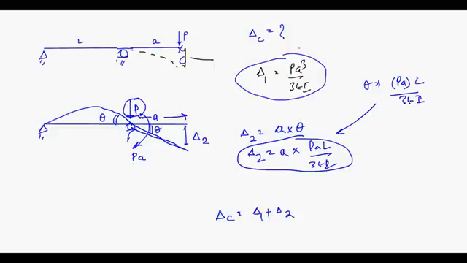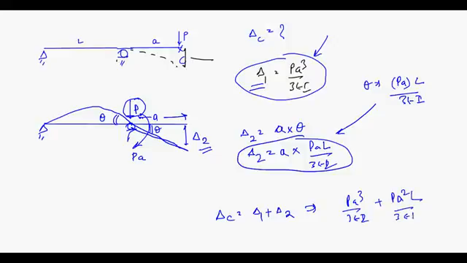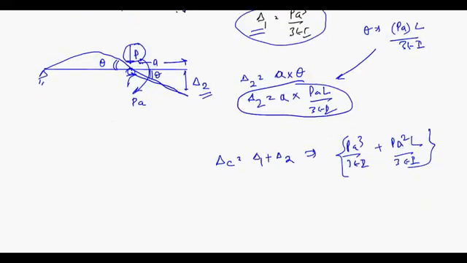Once you have fixed the support, you got this, then you release the fixity, so you have to apply a moment here, then you got the deflection. So the sum of these two deflections will be your delta C. So it is PA cube upon 3EI plus PA square L upon 3EI. Is this okay? I hope you are able to understand this.